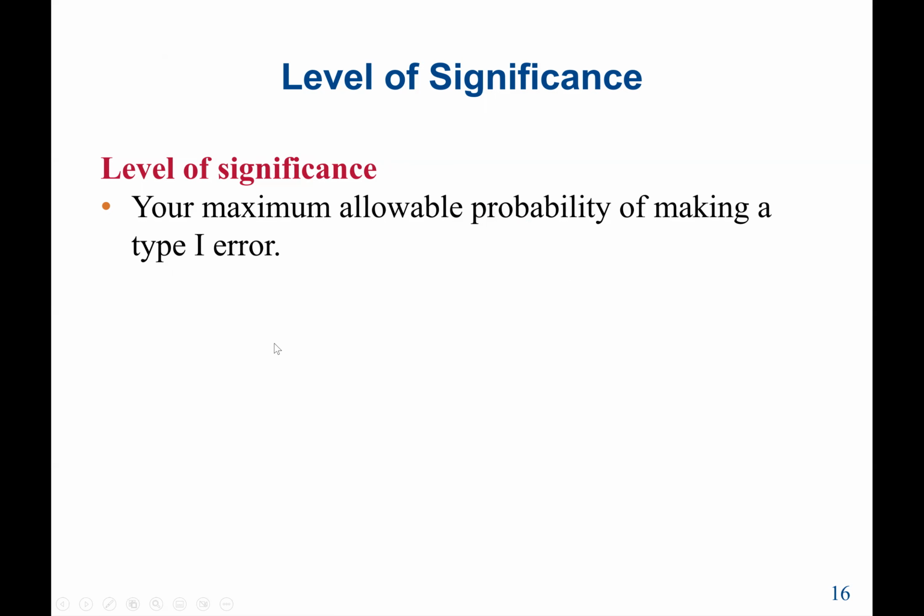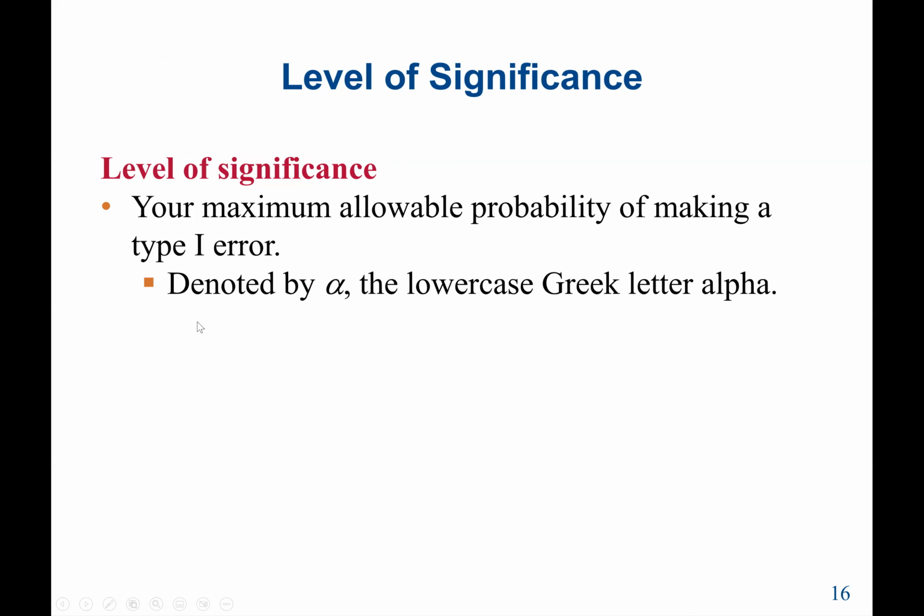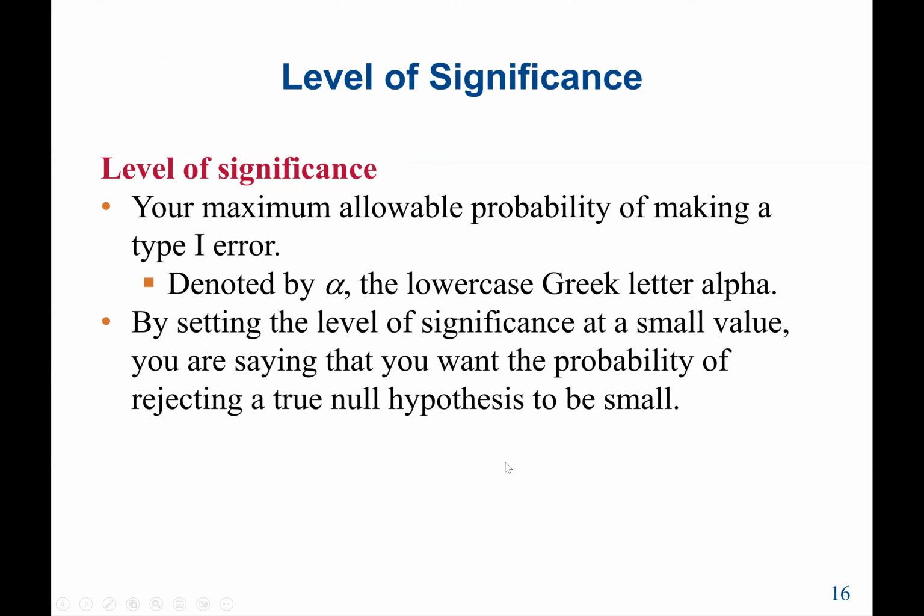It means that's the maximum, let's say 5%, the 5% allowable probability of making a type 1 error, that is rejecting the true H0. Normally we use the symbol lowercase letter alpha. Now, by setting the level of significance at a small value, we are saying that we want the probability of rejecting a true null hypothesis to be small.